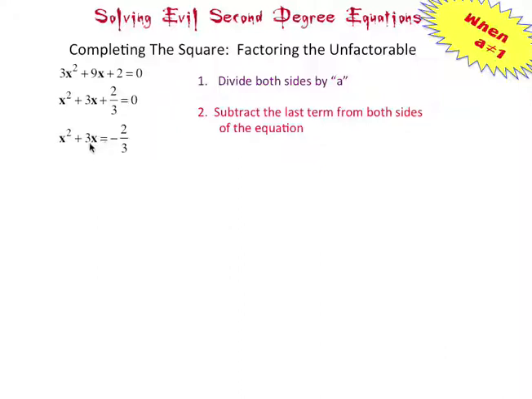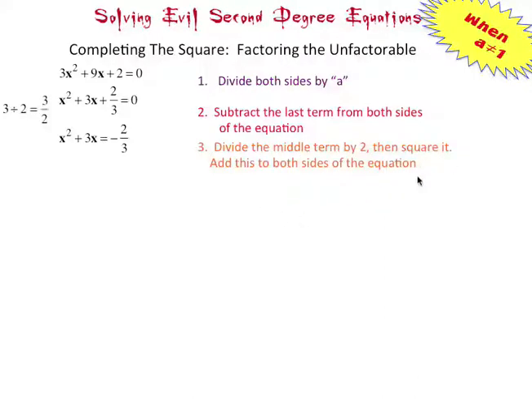Okay, so if this is our middle term, and our first term is 1, to figure out the last term, all we have to do is divide the middle term by 2 and then square it. So divide the middle term by 2, then square it, and add this to both sides of the equation. So we have 3 divided by 2 is 3/2. Square it, that's going to be 9/4, and then add that to both sides. So we have x squared plus 3x plus 9/4 is equal to negative 2/3 plus 9/4.